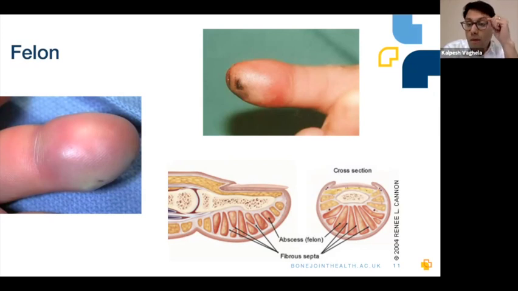What happens here is that pus gets within those compartments, and it creates almost a very localized compartment syndrome. So they're very uncomfortable. They get throbbing pain. They can't seem to relieve it even with elevation. It's really because those fibrous septa are packed full of pus and they're causing significant pain. So these, once again, are quite common infections, and you really need to act upon them quite quickly.